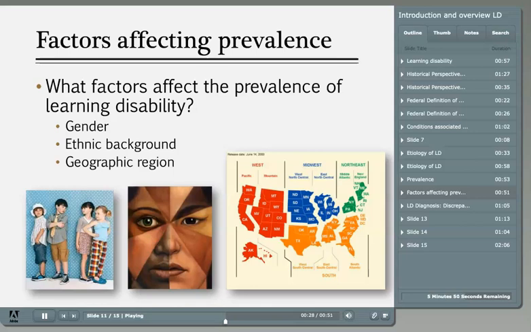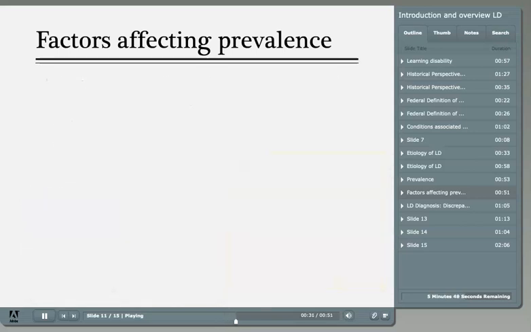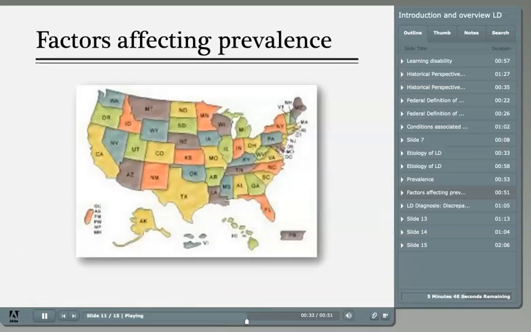As we discussed in the previous slide, there are 3 to 4 times more boys diagnosed with a learning disability than girls. Some states have also shown over or even underrepresentation of African American children diagnosed with LD. The prevalence rate can also vary by state. However, this may be due to criteria used for identification within each state.